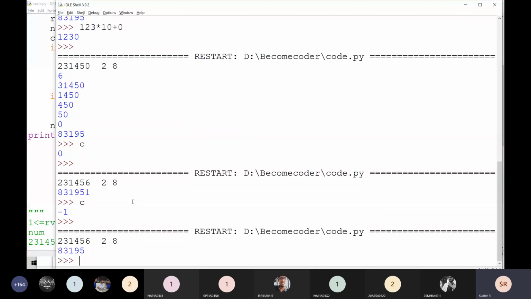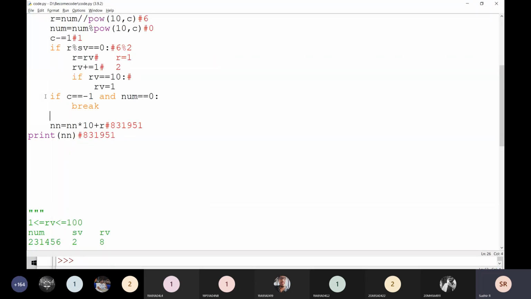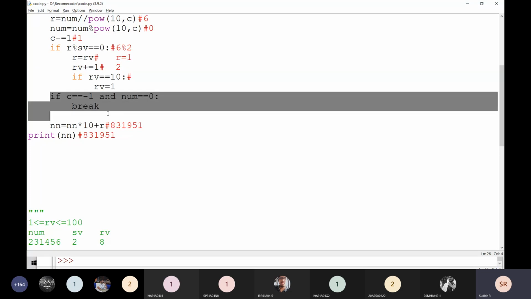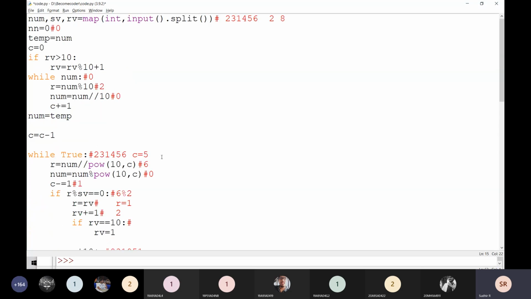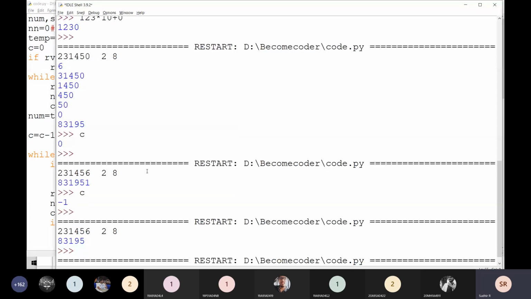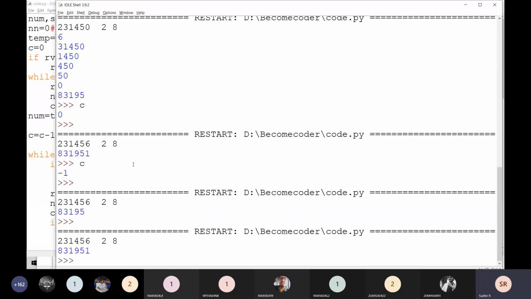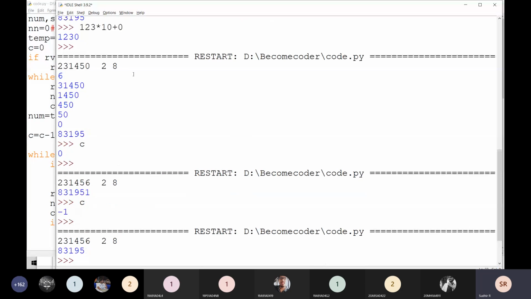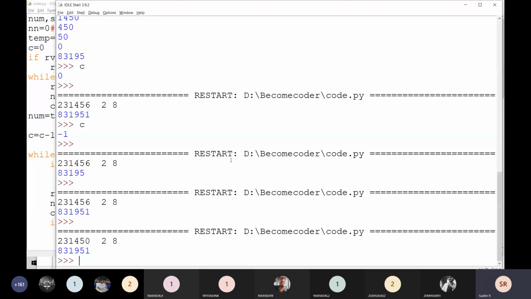Is it working perfectly or not? For the last value it is not working. C value is equal to 0 here. To check here, I have to check here. It is working normally for the normal numbers. If I am going to execute this value, is it working or not now?